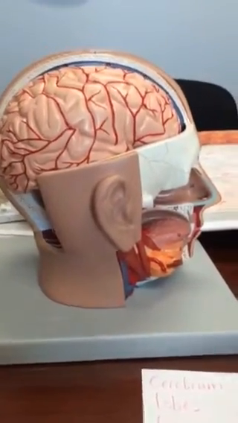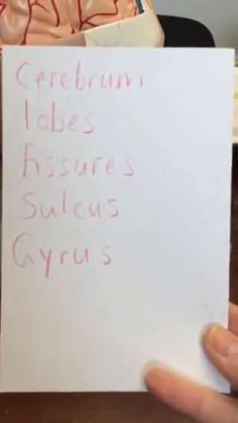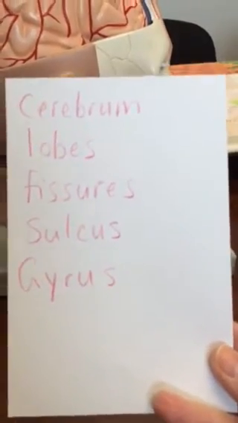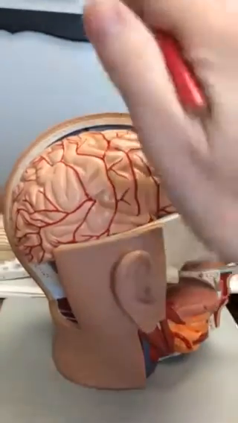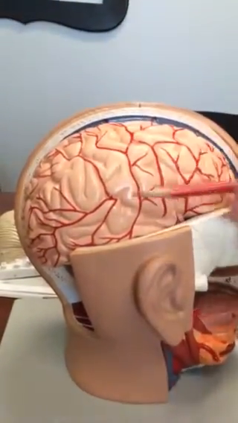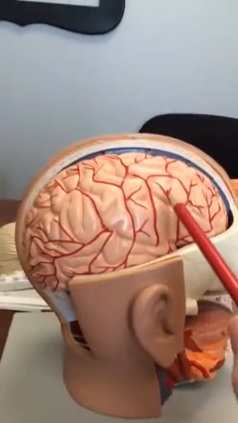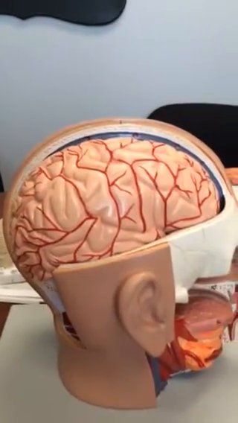So what we're going to be looking at with this first video essentially are these big things. We're going to look at the external part of the brain and identify the cerebrum, the lobes, fissures, sulcus, and gyruses. So looking at this view, you see the cerebrum here. This is the cerebrum of the external brain, and this is the right cerebral hemisphere. It's sitting down here within the cranial cavity.